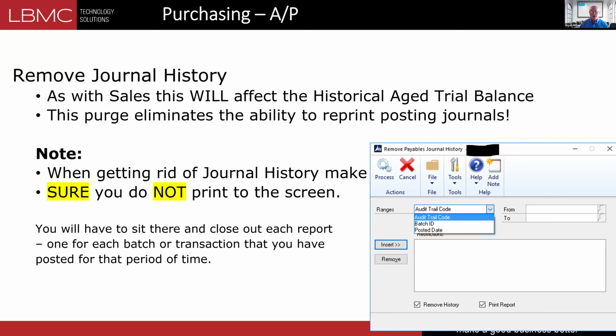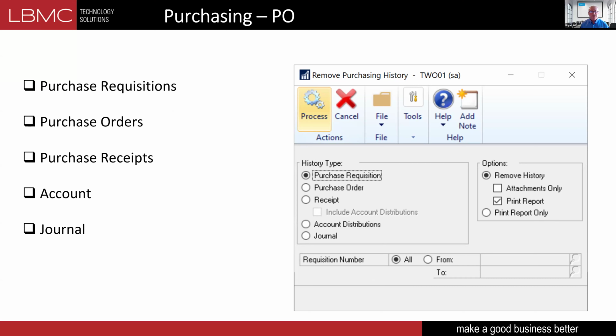The first time that an entry gets created with requisition PO is the receipt side. And so the account distributions and journal history here would be related to the receipts. So same idea here. You decide if you need reports on these.